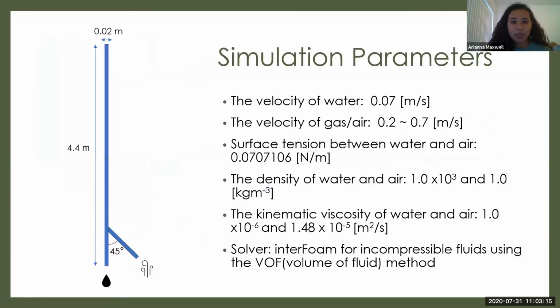Dr. Jang has helped me by making some simulations in OpenFOAM. So he set up a pipe that is 4.4 meters long and has a 0.02 meter diameter, and water is being sent upward vertically through the pipe. And at a 45-degree angle, there's air that's being sent through. These are our simulation parameters. The velocity of the water is 0.07 meters per second, and the velocity of the air ranges from 0.2 to 0.7 meters per second.